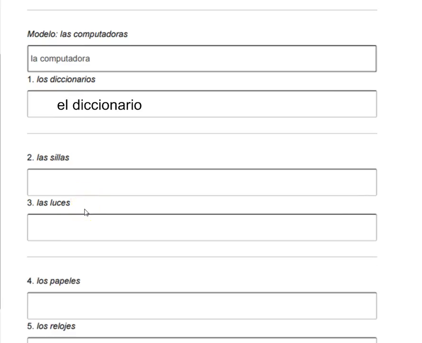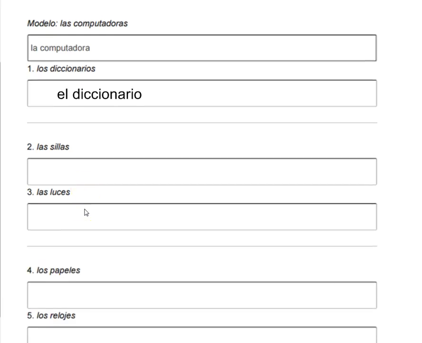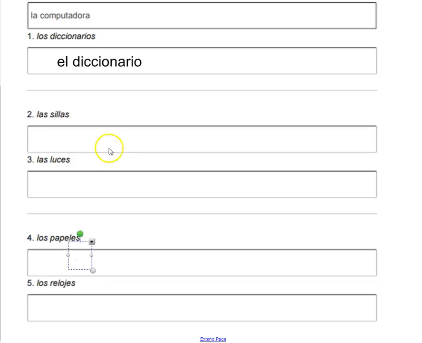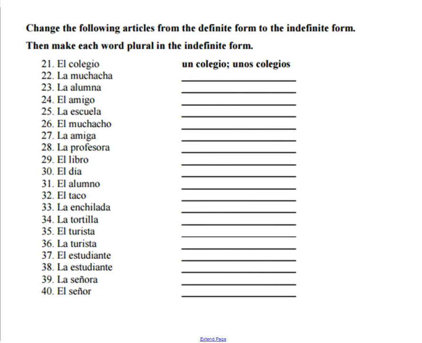Let's go down to papel down here. We're going to go los papeles to el papel. Easy, right? You do the rest of them. They're pretty simple. Cool. So then you're going to have a combo platter here.